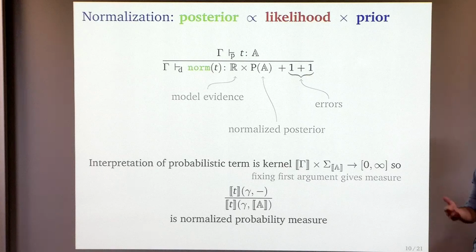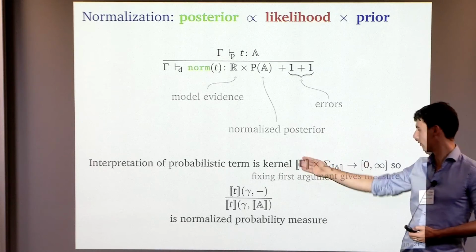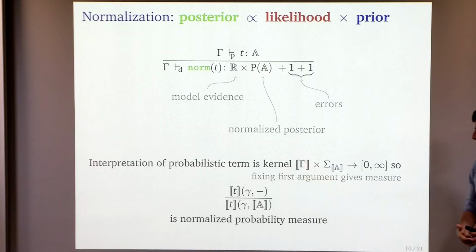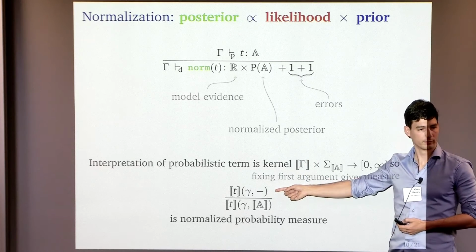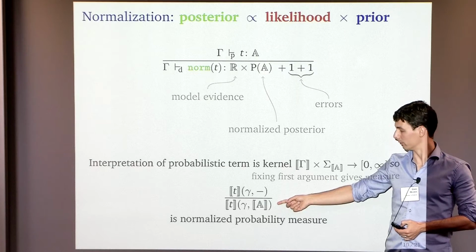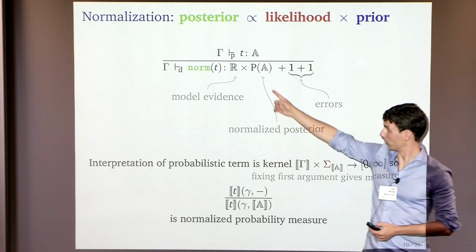And remember, the definition of a kernel is that if I fix the first argument, if I leave out this, the thing I have left here is going to be a measure. Right, so this thing is a measure. And of course, if I divide by the weight of the whole space, I'm going to get a probability measure. Right, so this is the posterior that I'm going to put in there.